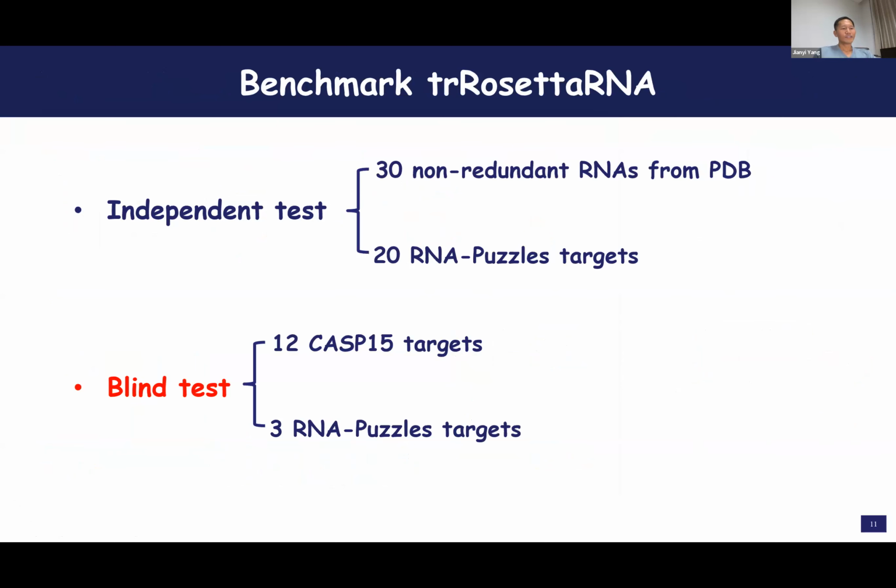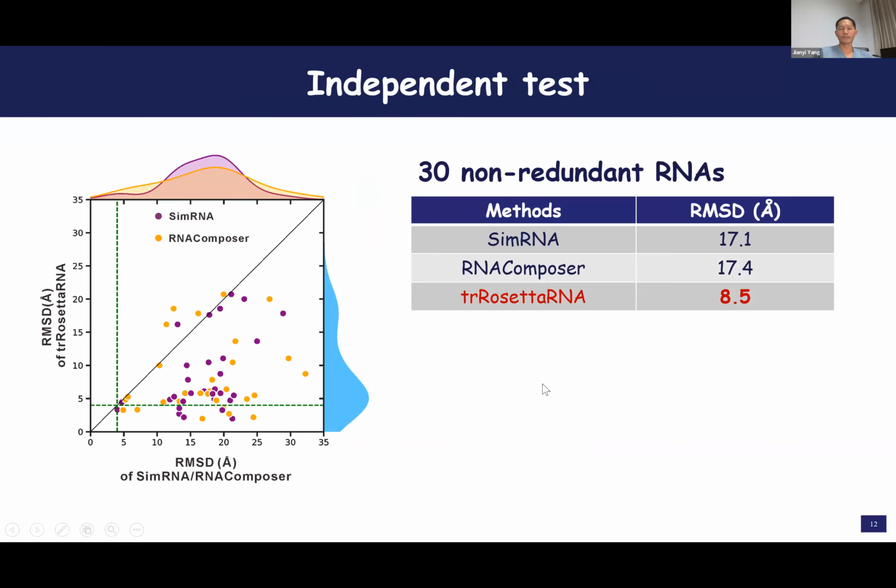So after this development, we need to make a rigorous validation or test of our method. Basically, we tested our method with 4 different data sets. The first two are independent tests. The last two are blind tests. So I will talk about the overall results of this test in my next slide.